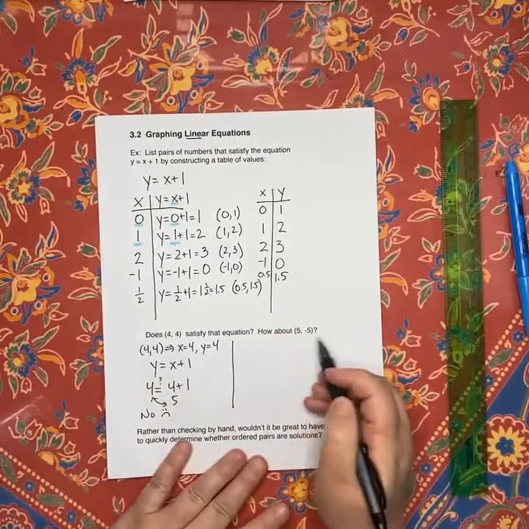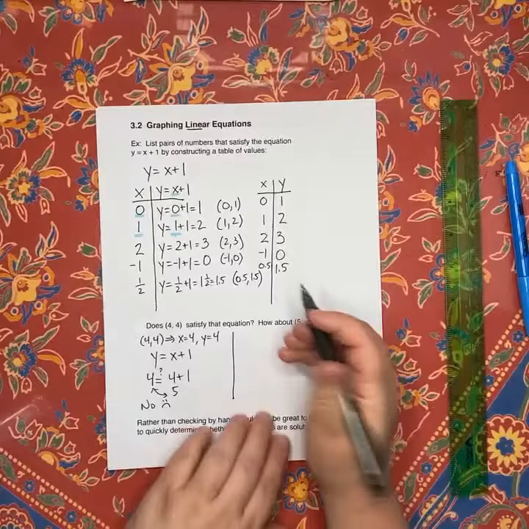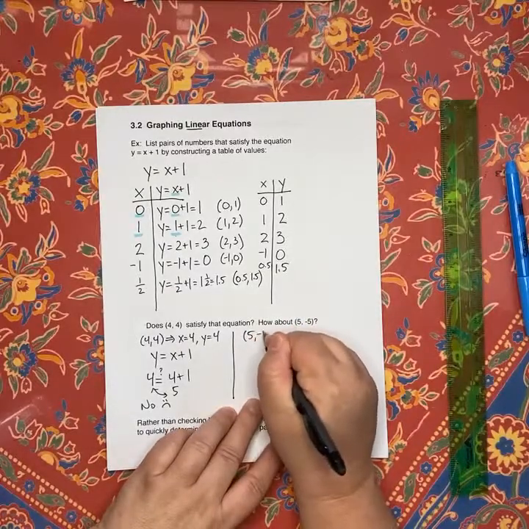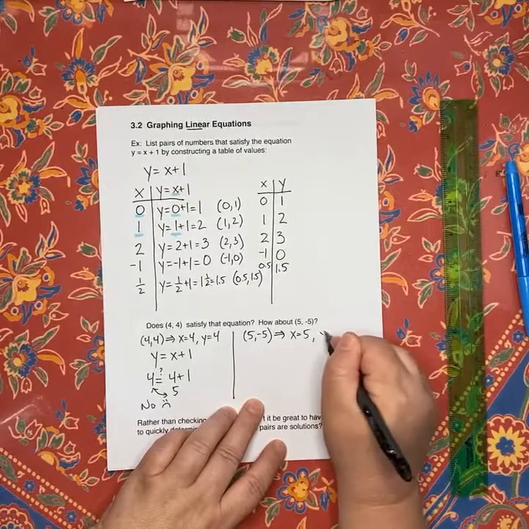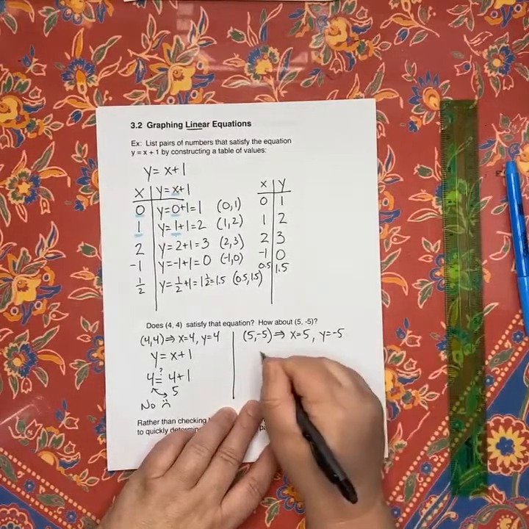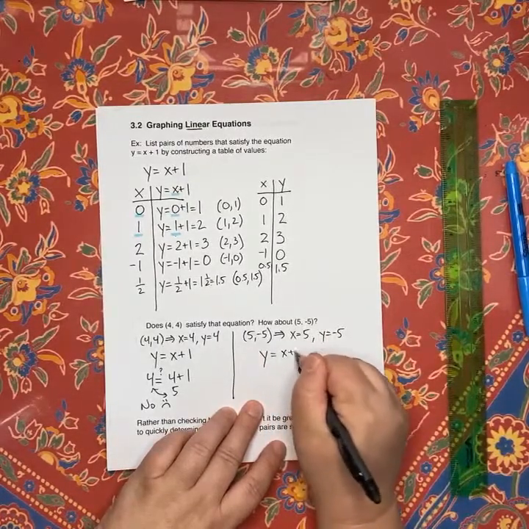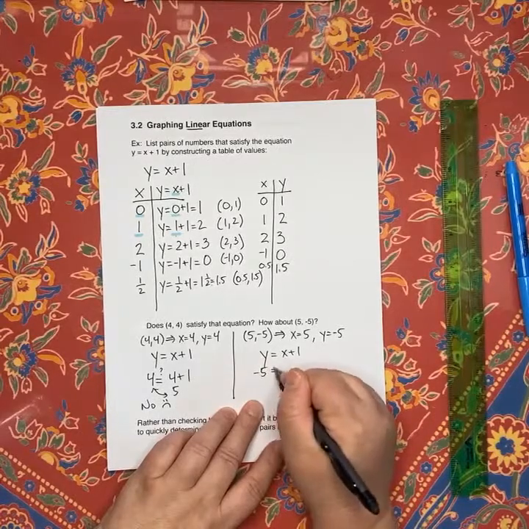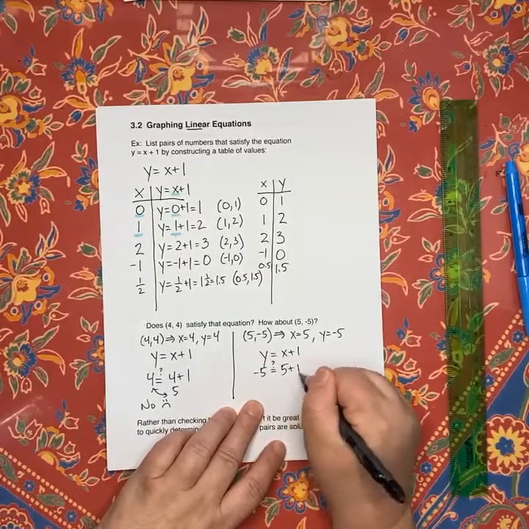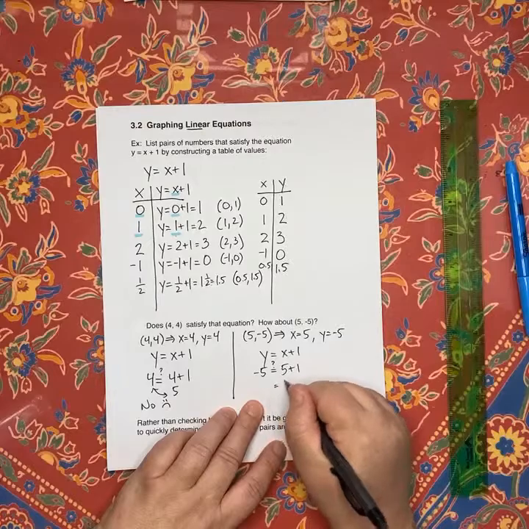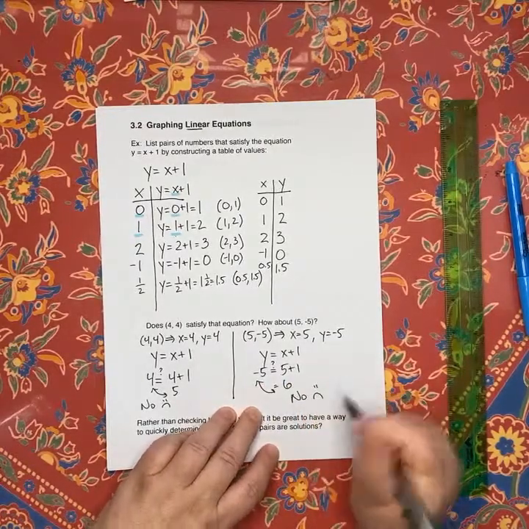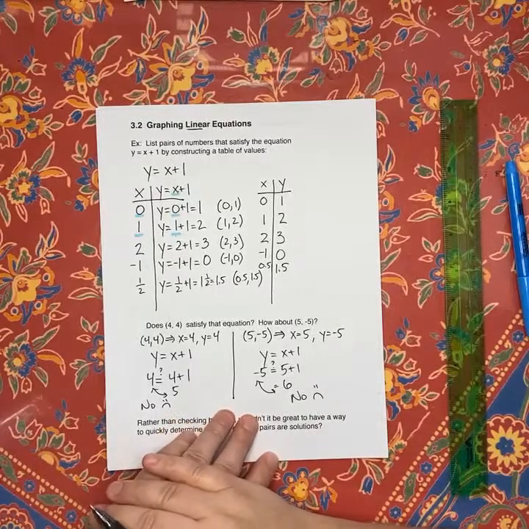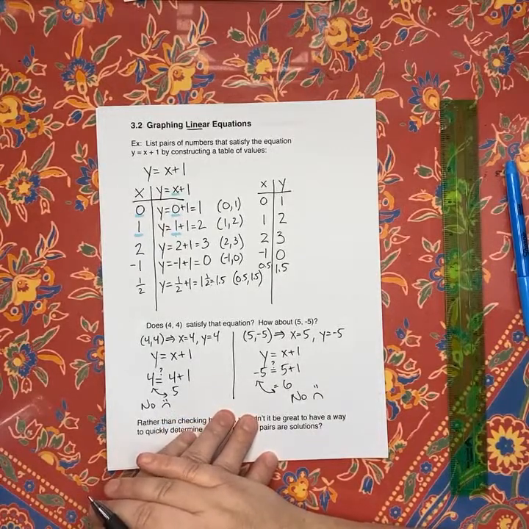Okay, how about 5, negative 5? Let's try that one. 5, negative 5 means that x equals 5, y equals negative 5. Let's try that. y equals x plus 1, negative 5. Does that equal 5 plus 1? Okay, 5 plus 1 is equal to 6. No.